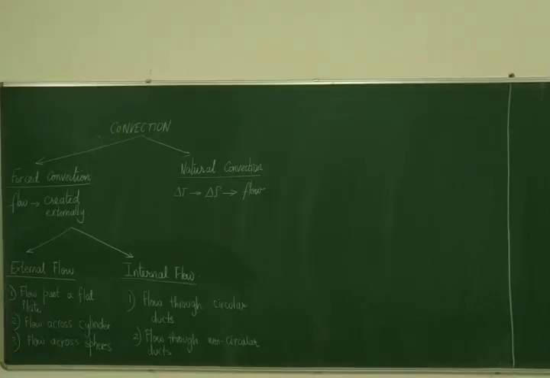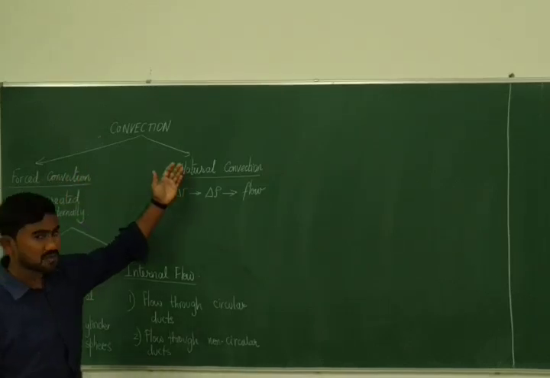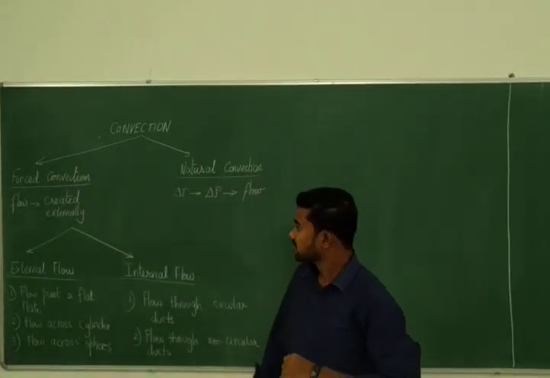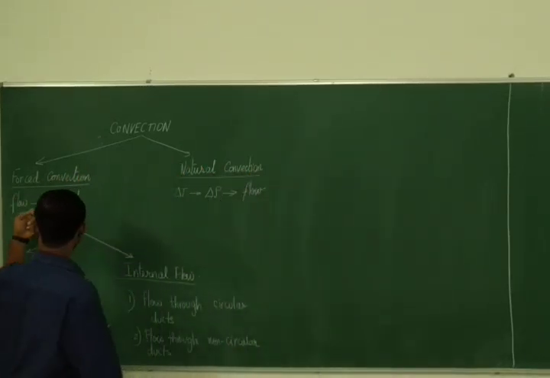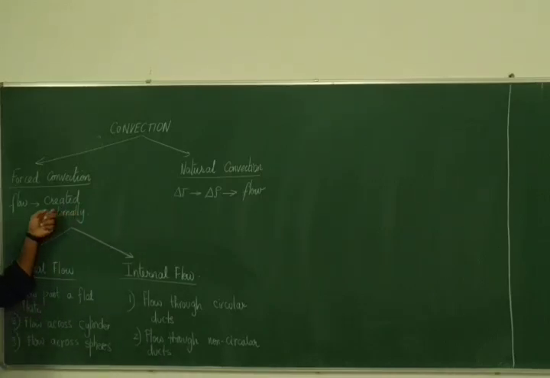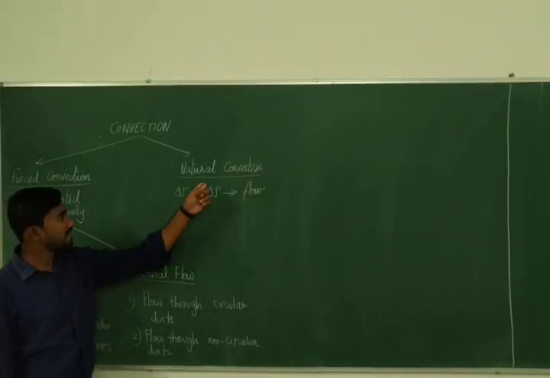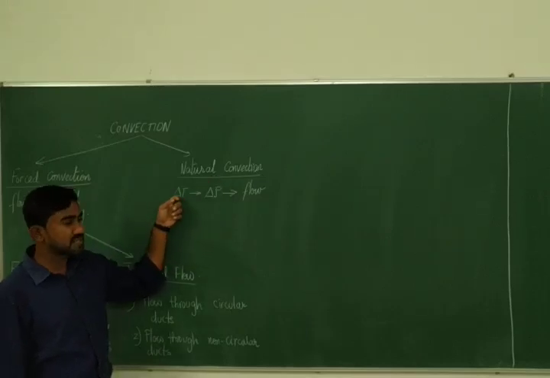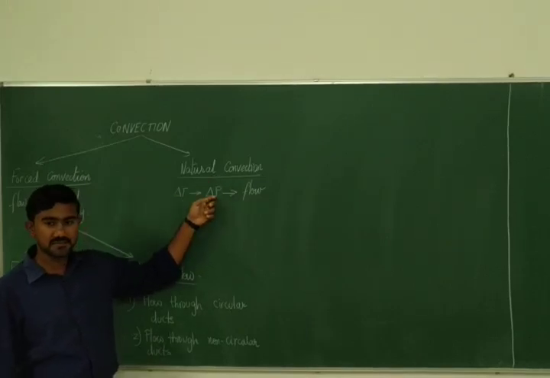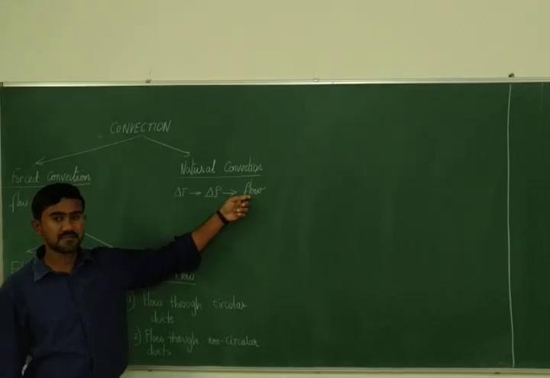Okay. So in convection, there are two types. One is called forced convection, the other is called natural convection. In forced convection, the flow is created externally by using a blower or something. You're creating an external flow, and there is the fluid that is convecting the heat. In natural convection, the temperature difference will create a density difference, and this density difference itself will create a flow.